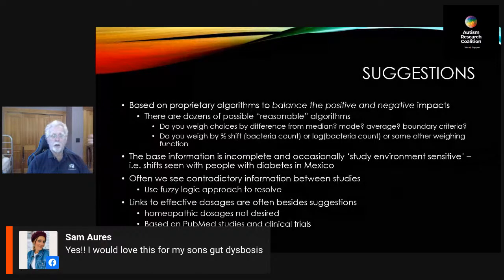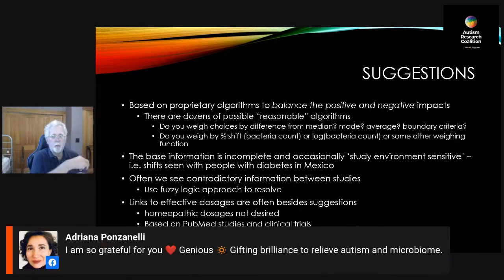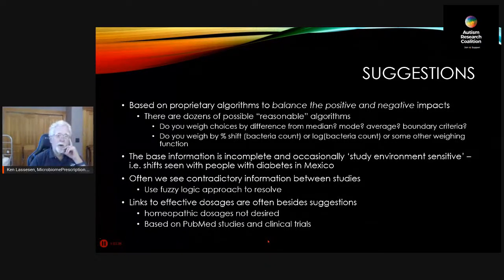Suggestions are based on the proprietary algorithm to balance the positive and negative impact. There's one portion of it which I do give probiotics, which have positive impact with no negative impact, which is often a small list. But most of the time, it's a trade-off between four or five items. You've got 25 bacteria trying to modify, and you've got a substance that impacts 10 of them, and it is a juggling act. So coming from operations research, this type of optimization problem is familiar. And I've implemented an algorithm to try balancing it, and the algorithm has evolved over the last couple of years.